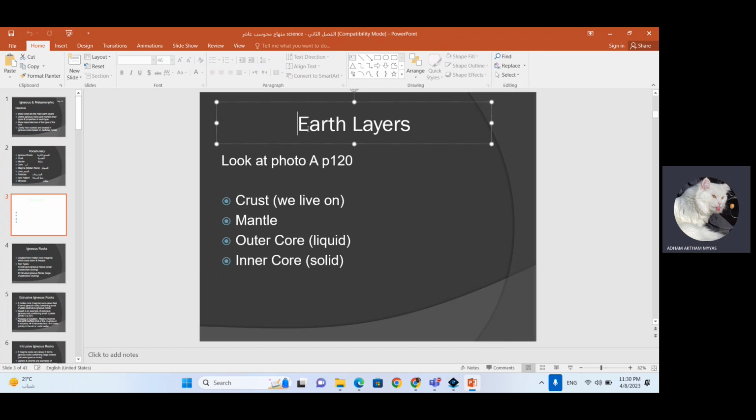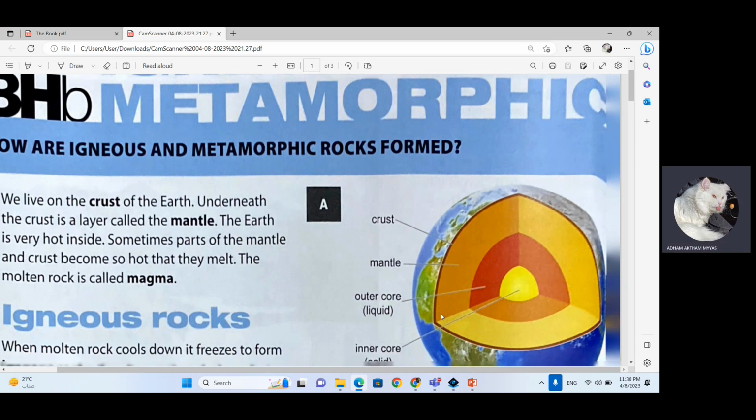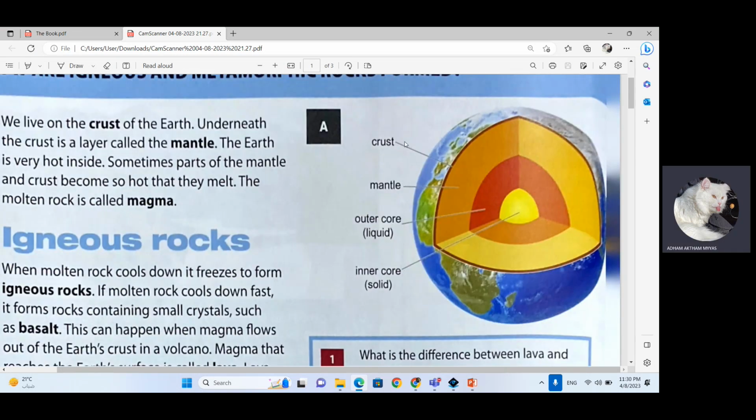Let's see, the first slide tells us to see the Earth's layers, which are on page 120 at photo A. We can see it here: the crust is the top layer, and then the mantle, the outer core, which is liquid, and then the inner core, which is solid.